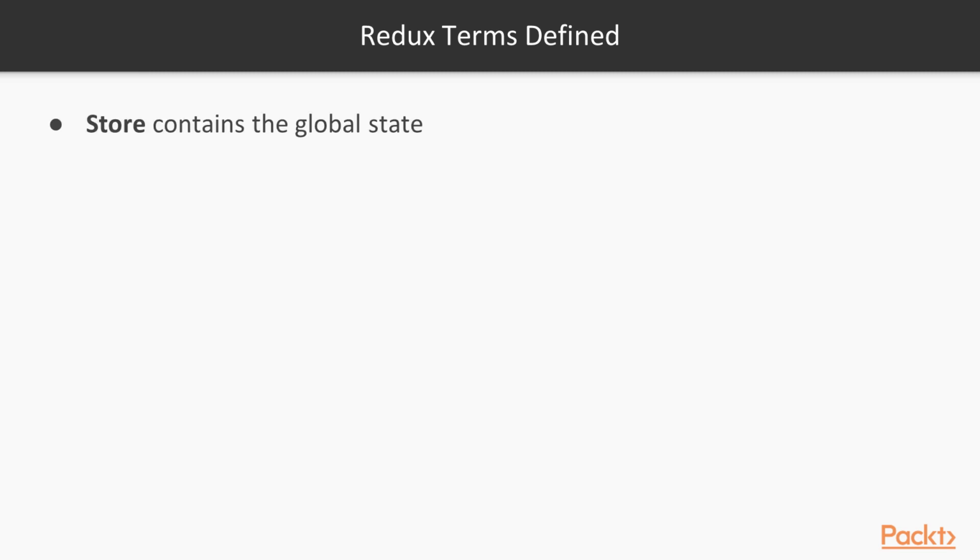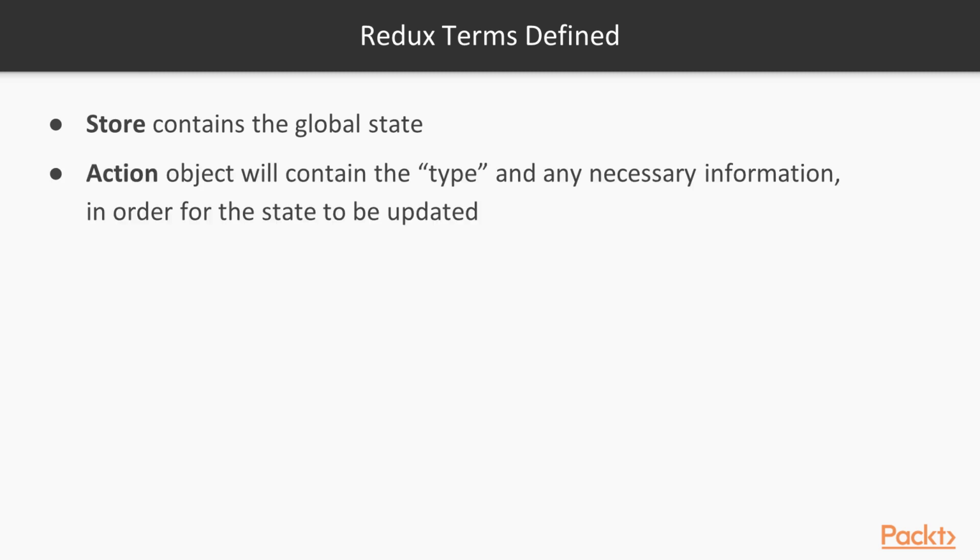In Redux, the global data structure I've referred to as state is called the store, and in Redux, this is a single object. When state needs to be manipulated, an action is called, and an action is usually an object that is returned by a pure function with no side effects. This action object will contain the type and any necessary information in order for state to be updated.